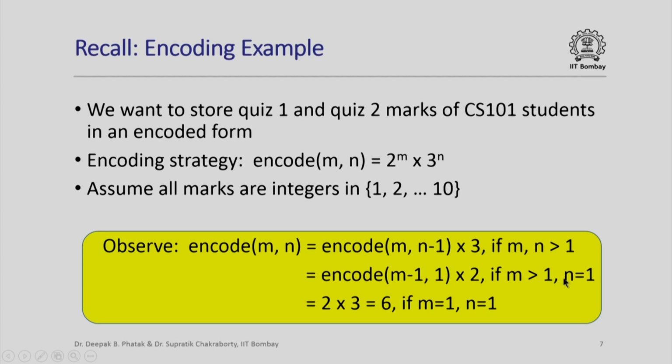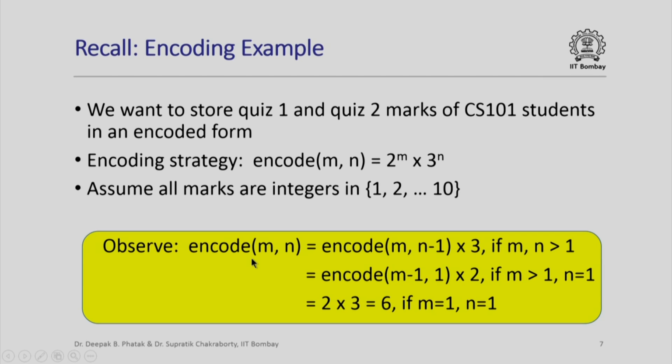Similarly, if n is equal to 1 but m is greater than 1, then I could compute the encoded version of m comma n as the encoded version of m minus 1 comma 1, n is already 1 here, multiplied by 2. And once again why is this multiplication by 2? Because I have reduced m by 1 and m appears as the exponent of 2, so I have to multiply this encoded value by 2. And finally, if m and n both become equal to 1, then the value of the encoded function is 2 times 3, which is 6.